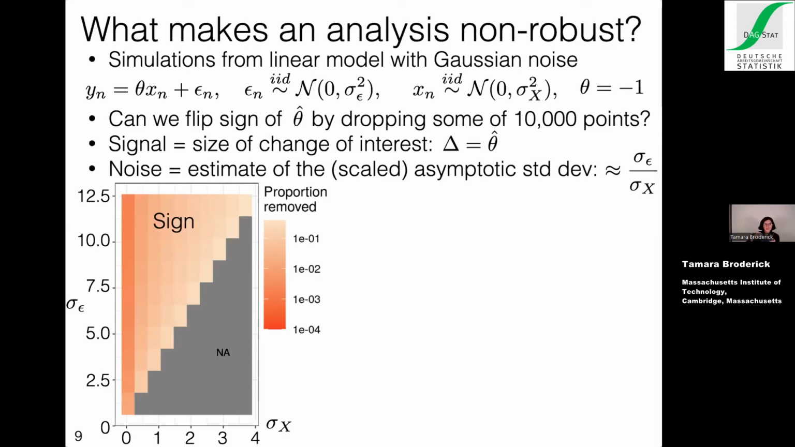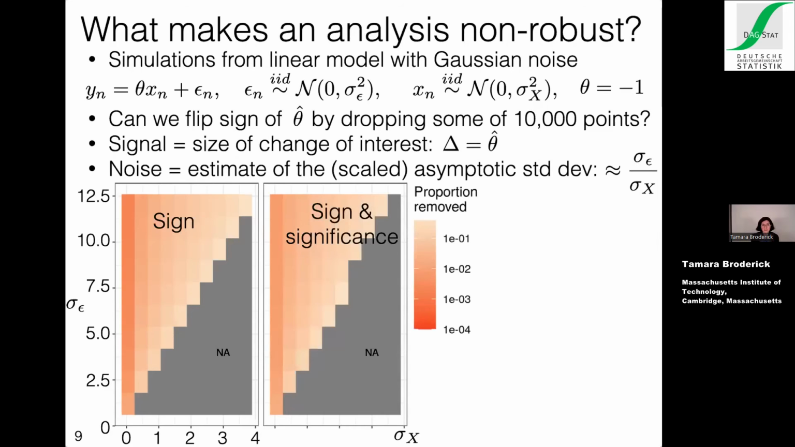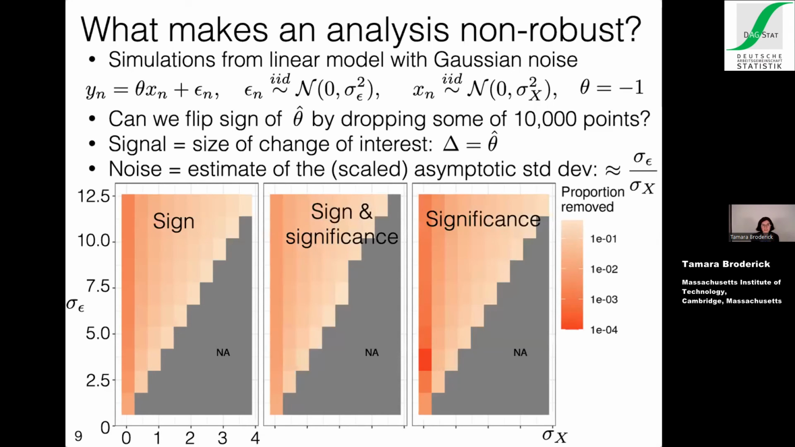Now, as sigma x decreases and sigma epsilon increases, we're eventually able to remove some data along this diagonal to change the sign, but it's a lot of data. We have to remove a lot of the original data to change the sign. Finally, though, when sigma epsilon is very large and sigma x is very small, we could remove a very tiny fraction of our data and change the sign of the effect. And we see a very similar sort of motif when we try to change, instead of the sign, the statistical significance.